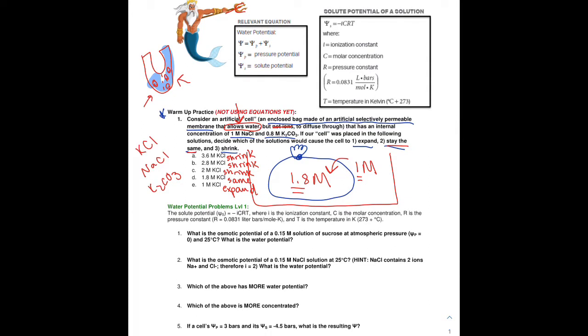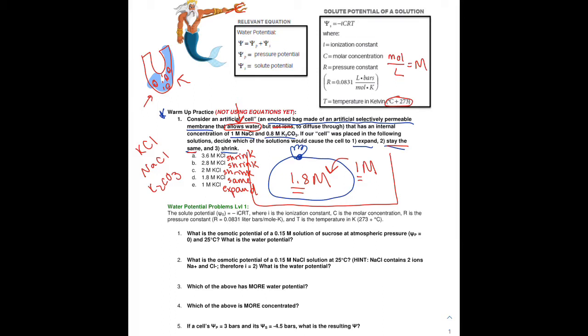All right, so the solute potential, and we have all those equations up here. I is the ionization constant, C is the molar concentration, and remember that those are measured in moles per liter. And then R is the pressure constant, liters bars over moles Kelvin. And temperature is in Kelvin, and to get that, you do Celsius plus 273.